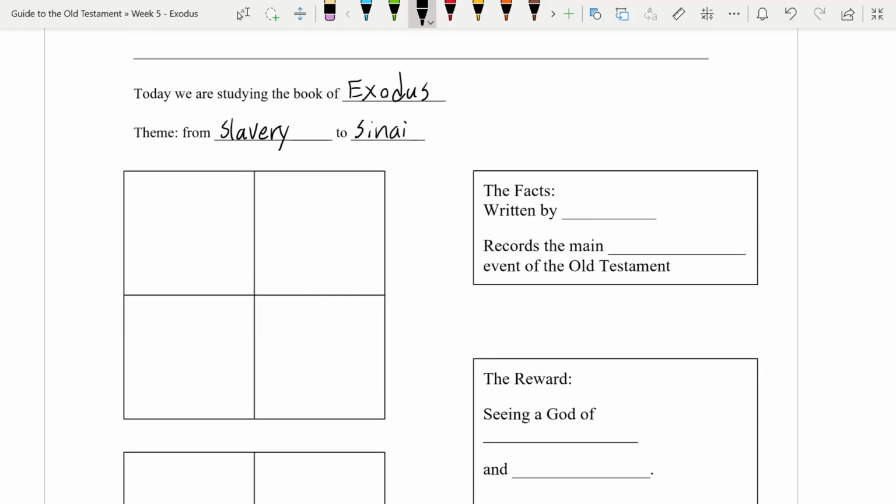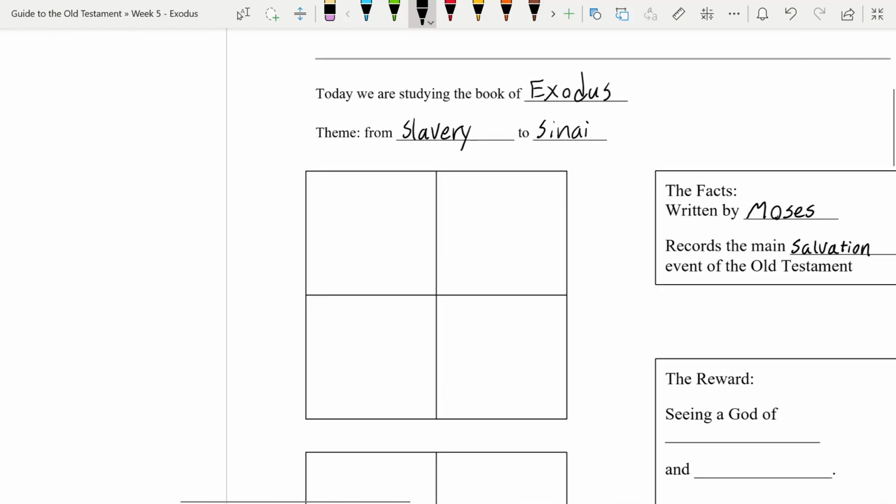So the facts, we're still in the Pentateuch, so we're going to be written by Moses, is our author for the book. And another key fact about this book is it records the main salvation event of the Old Testament. And what I mean by that is, just like the New Testament is kind of an explanation and exploration of the salvation that Jesus accomplished in his life and on the cross, the Old Testament kind of relates to the Exodus in that way. It's an explanation and a working out of what it means that God rescued Israel from slavery in Egypt and brought them to himself in a covenant relationship.